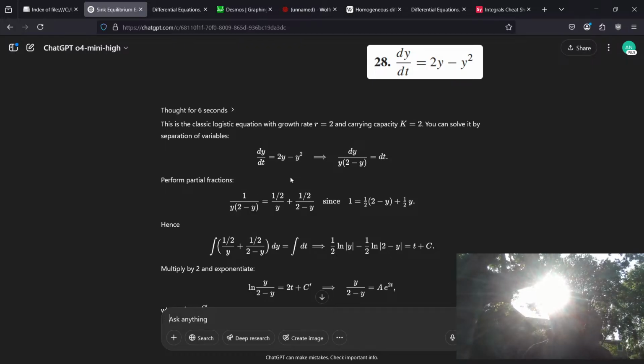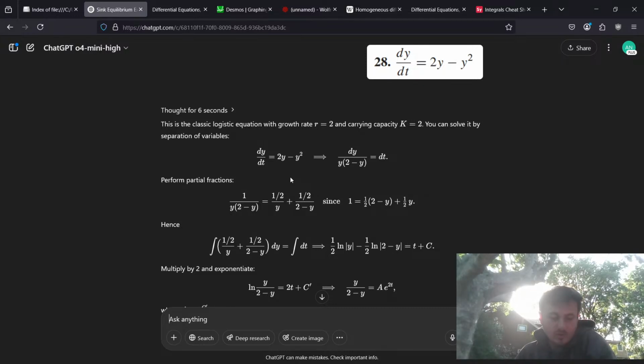Okay, partial fractions. We have dy over y(2 minus y) is equal to dt. So we notice that 1 over y(2 minus y) is equal to 1/2 divided by y plus 1/2 divided by 2 minus y. The way this works is you multiply out like y over y.